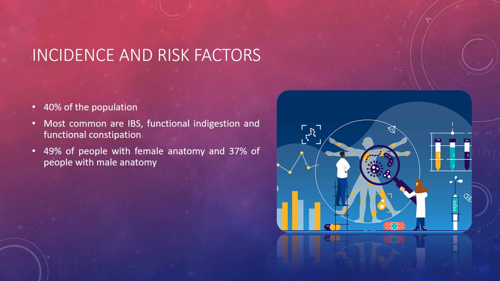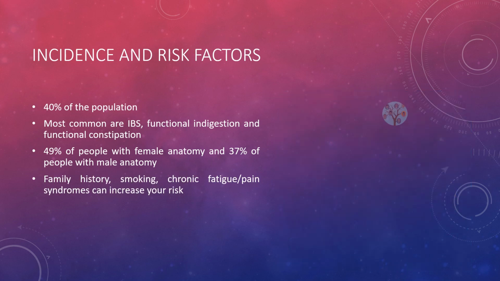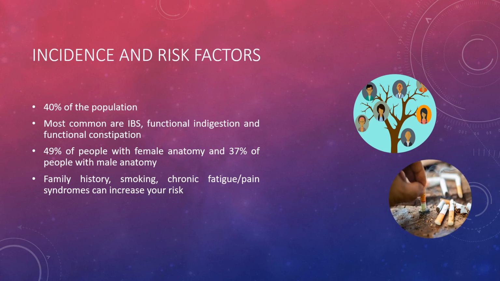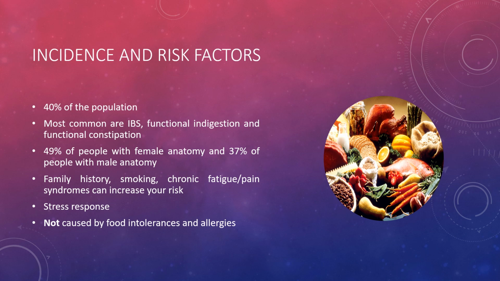A higher risk for functional gastrointestinal disorders is associated with a family history of similar disorders, smoking, fatigue, and other chronic pain syndromes. It has been shown that the way the individual's body responds to stress and anxiety can also increase the risk of functional gastrointestinal disorders. It is important to note that food allergies and intolerances do not cause functional gastrointestinal disorders, but might trigger symptoms in some people.